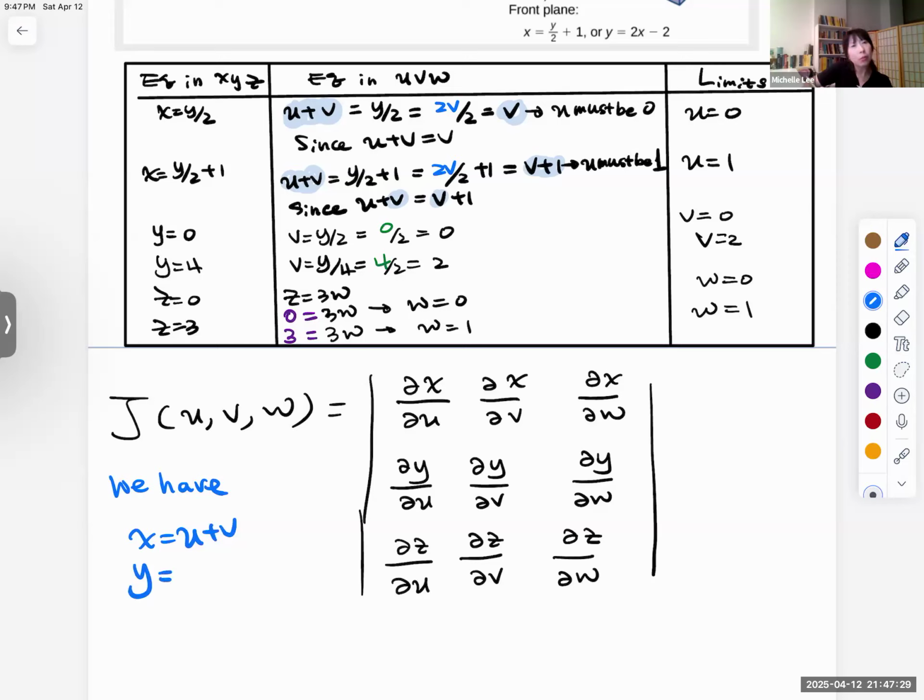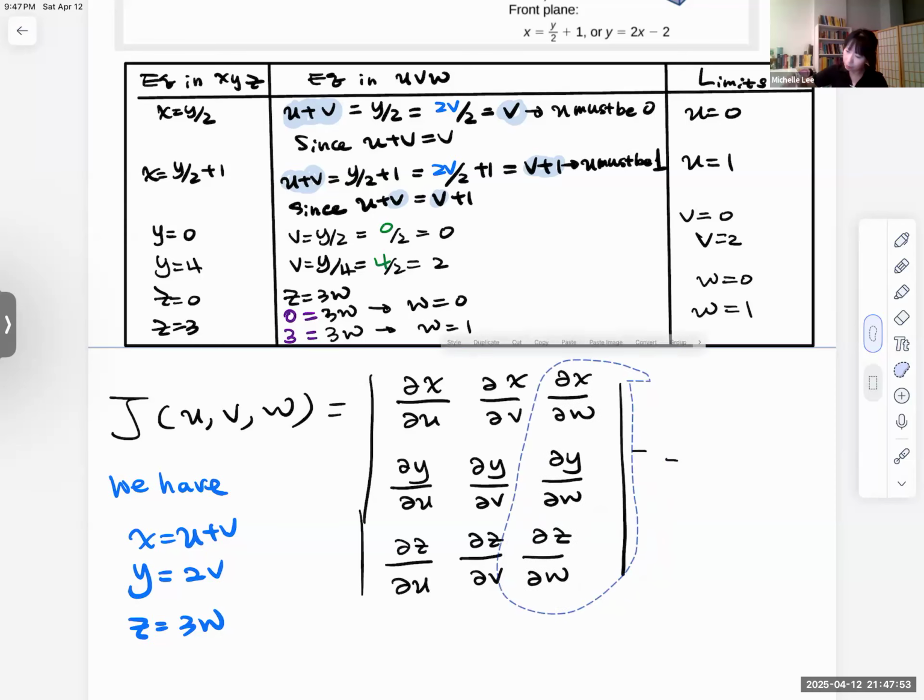y equal to, what was it? 2v, and z equal to 3w, yeah? Okay, now let's take the partial derivatives of x, y, z, right? Okay.